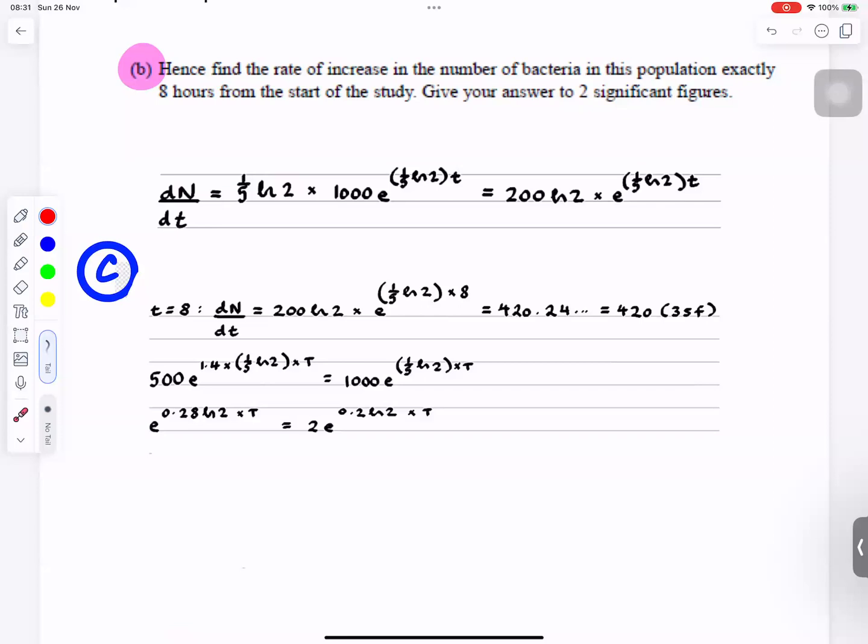So for the rate of increase, we have to differentiate. Rate has to do with time, so differentiate dn over dt. When we differentiate, 1/5 ln 2 comes to the front, and then 1000 e to the power 1/5 ln 2 times t. Now you simplify that with your calculator, put t equals 8, and you get 420 to 3 significant figures.